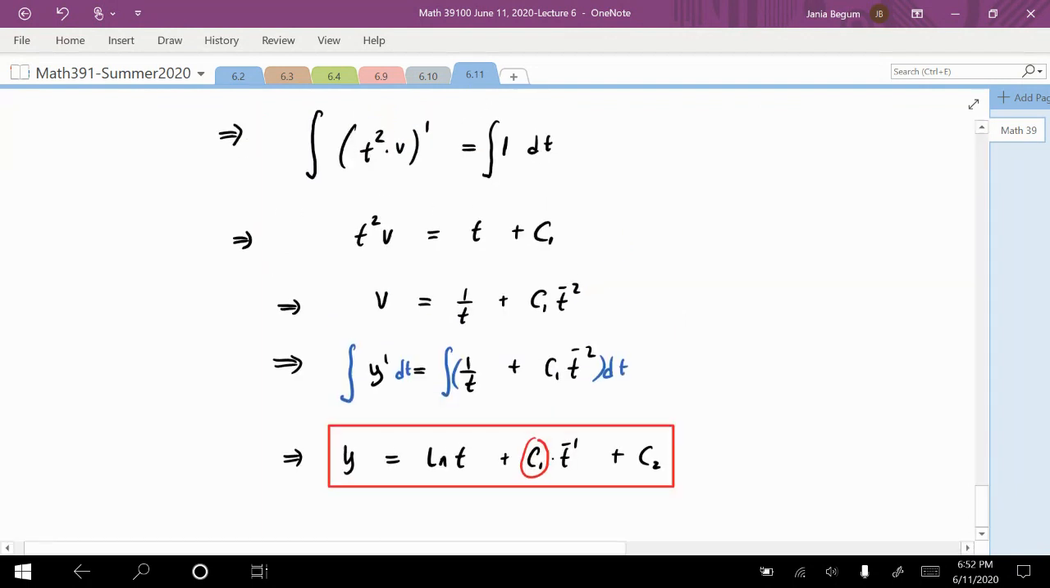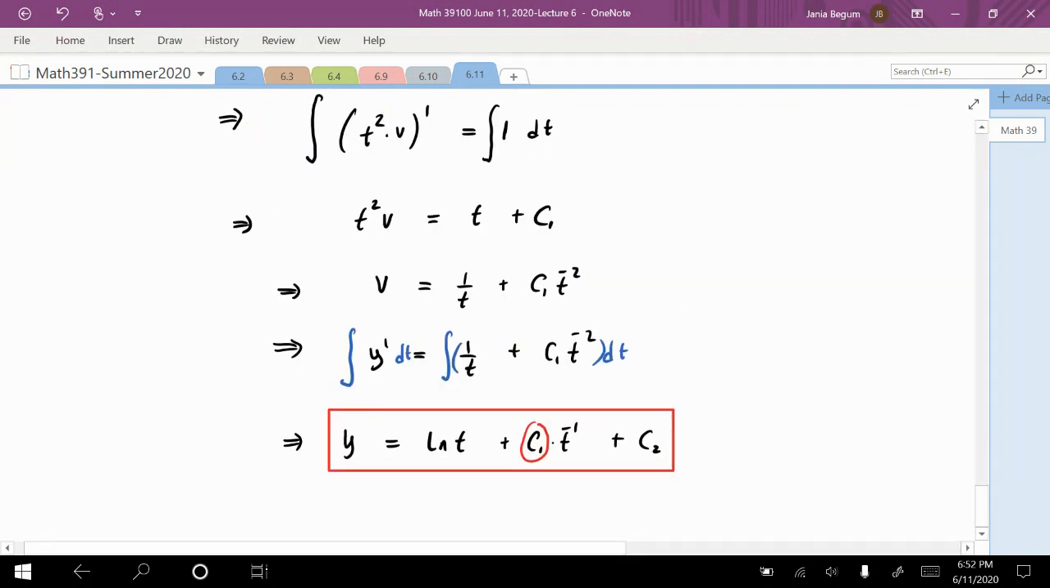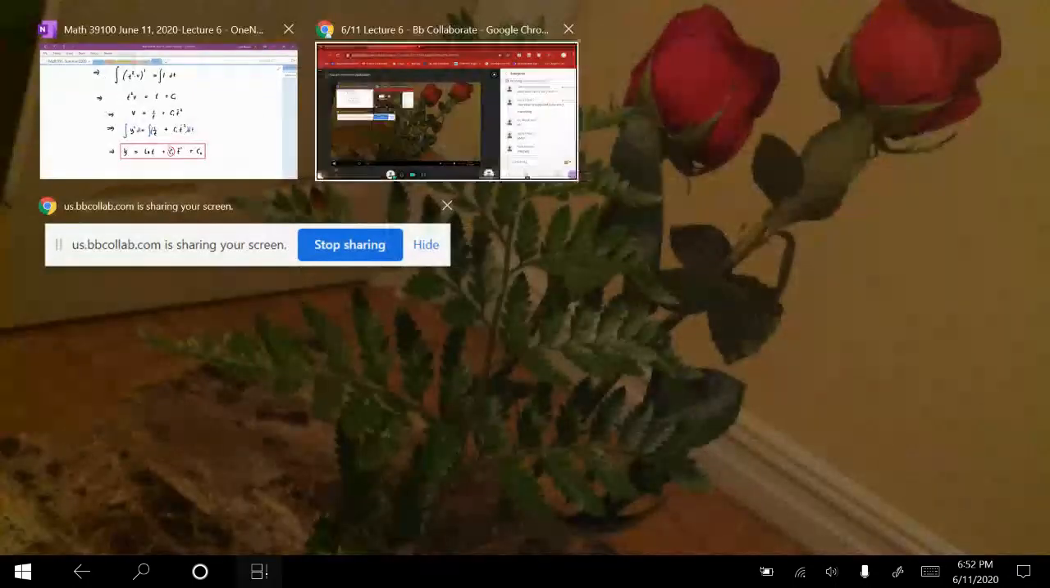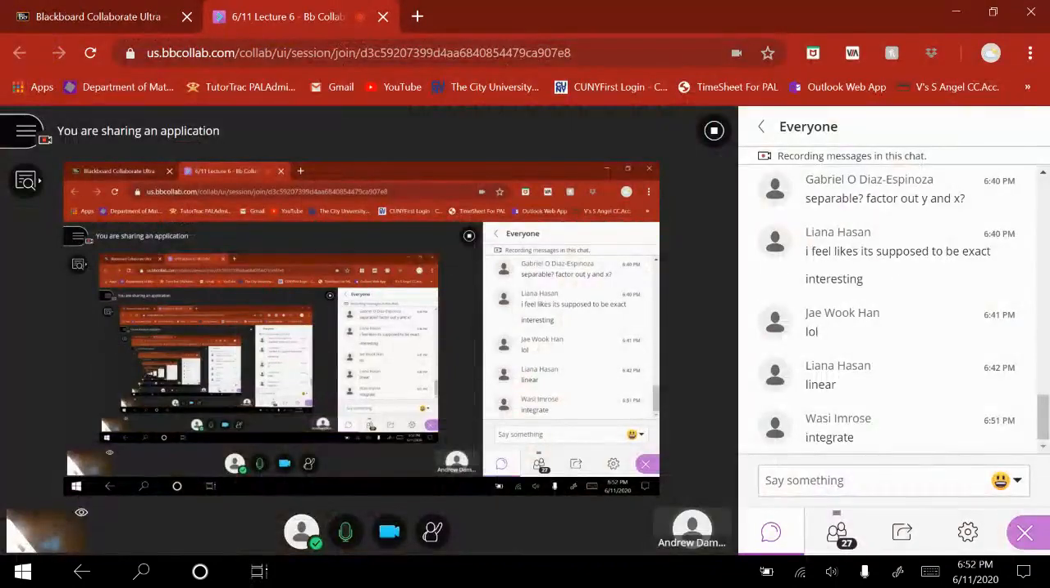Would it be wrong if we said negative? It wouldn't be wrong, but you probably won't see it as one of your answer choices. Professor, if we had it in third order, it would be three constants. Yes, absolutely.